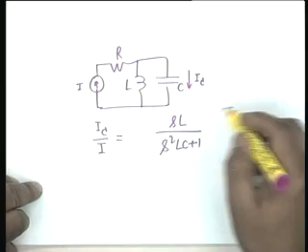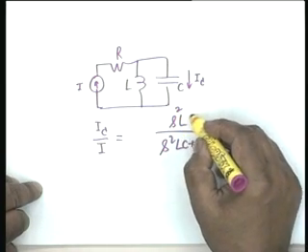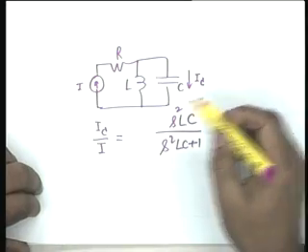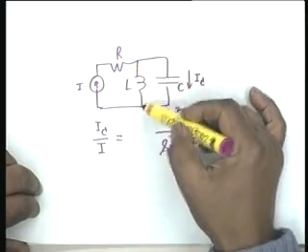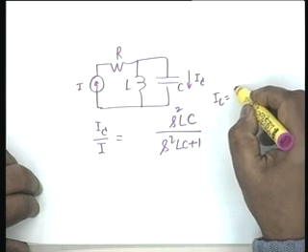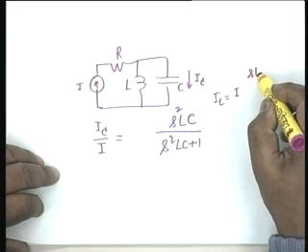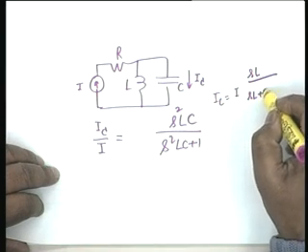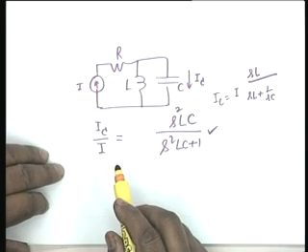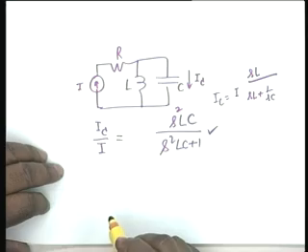No, that is not correct. Is that okay now? You see the current flows and then splits into two parts. So this current I sub C would be equal to I sub L divided by SL plus 1 over SC. Is that okay now? This is the dimensionless current transfer function.